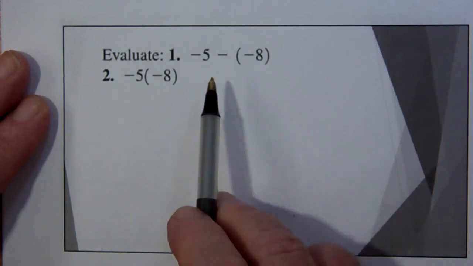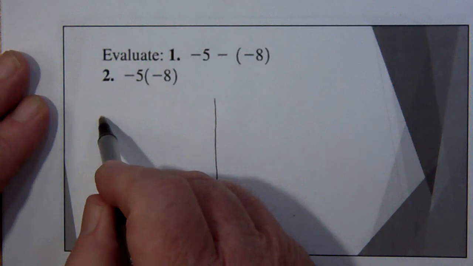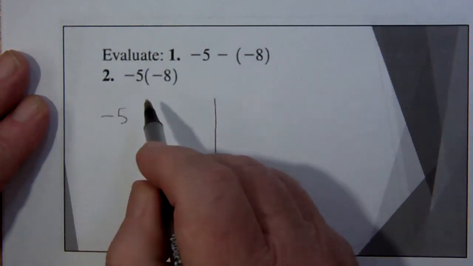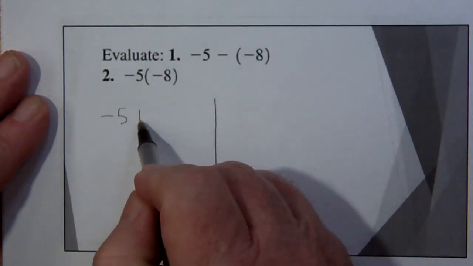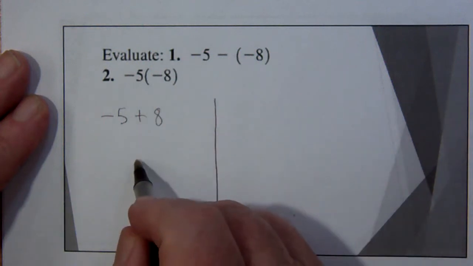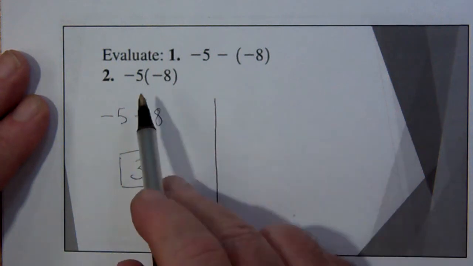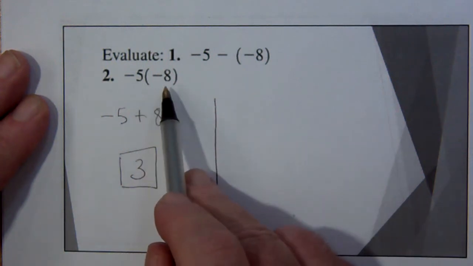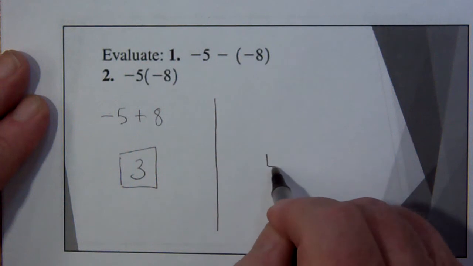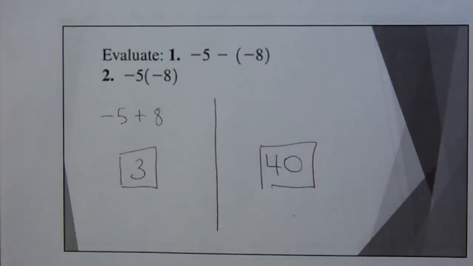For example number 1, minus 5 minus a minus 8 is the same thing as minus 5, and we add the additive inverse of minus 8, which is 8, and so we get an answer of 3 for that first problem. Here we're taking a minus 5 times a minus 8. That's going to give us a plus 40, because a minus times a minus is a plus.